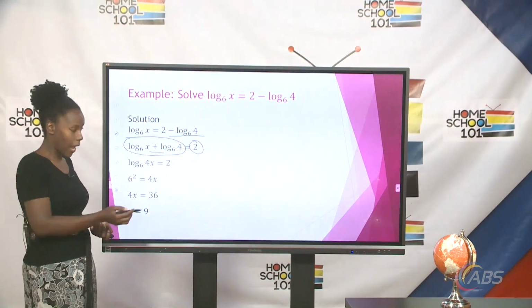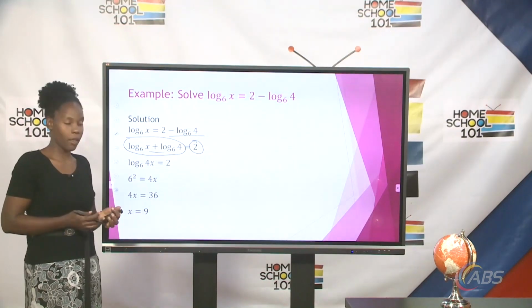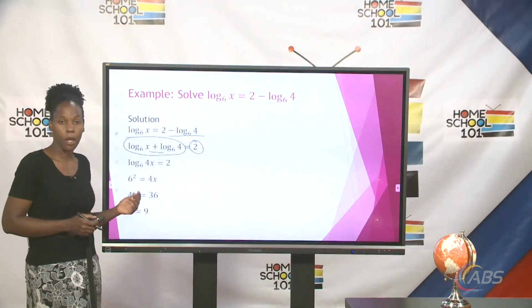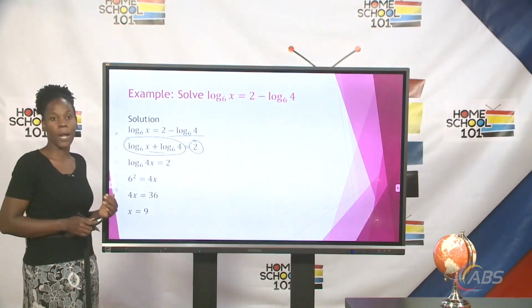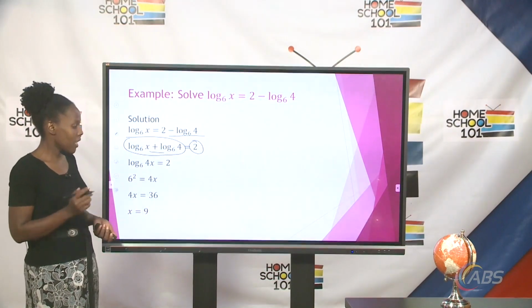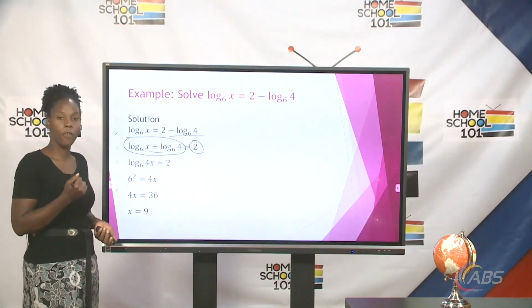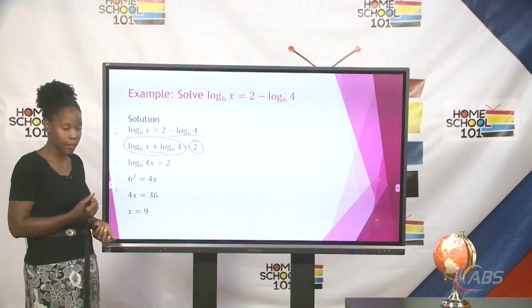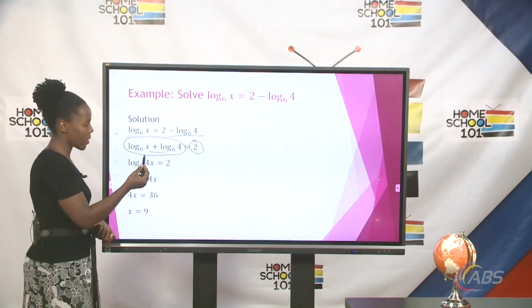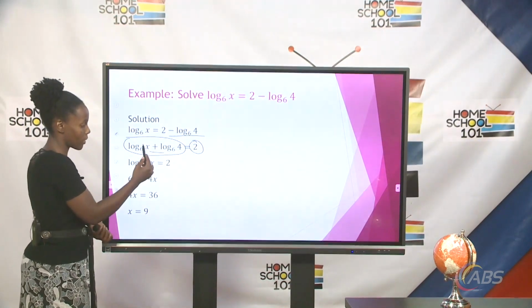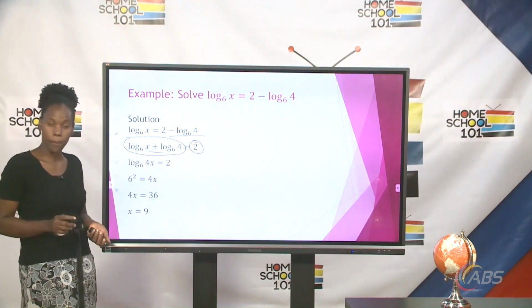Now in this case, I have a plus sign, and the law that we will apply is the one that states once we have a plus sign, we write it as a product. So this would become the logarithm of 4 times x to the base 6. So once it's a plus sign, we then multiply both terms, so 4 times x would give us 4x.